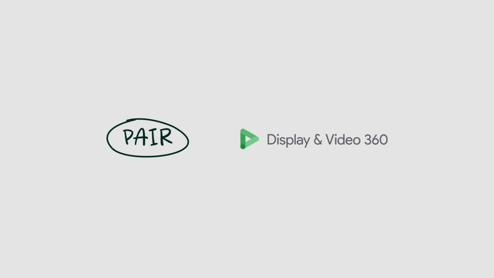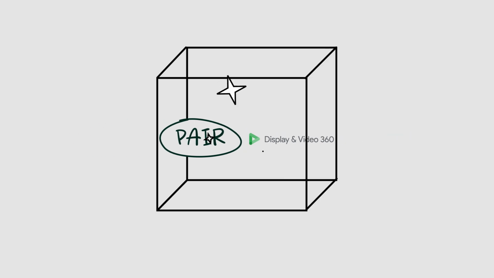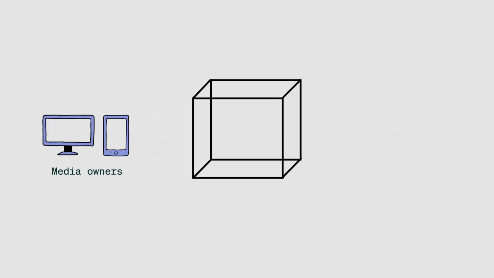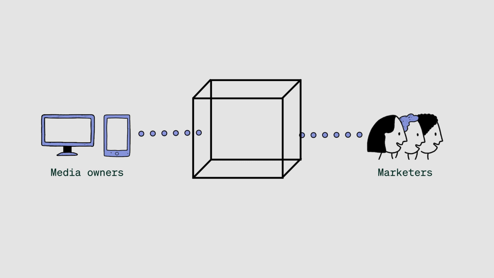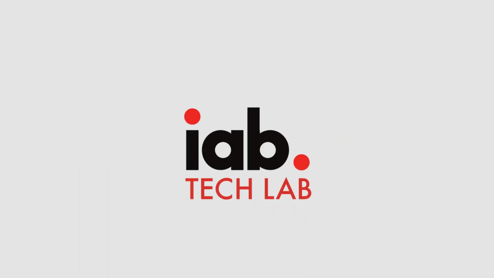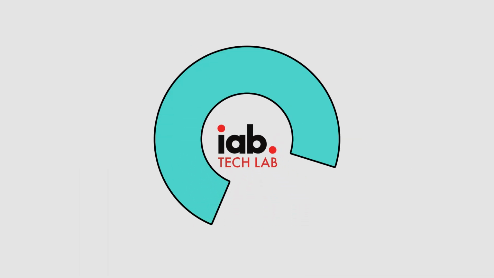Let's talk about PAIR, or Publisher-Advertiser Identity Reconciliation, a relatively nascent solution emerging within this landscape. PAIR was first adopted by Google's DV360 DSP and leverages clean rooms to match first-party data between media owners and marketers. Recently, Google announced that it is working with the IAB Tech Lab to open source this protocol and make it more widely available to the ad industry.